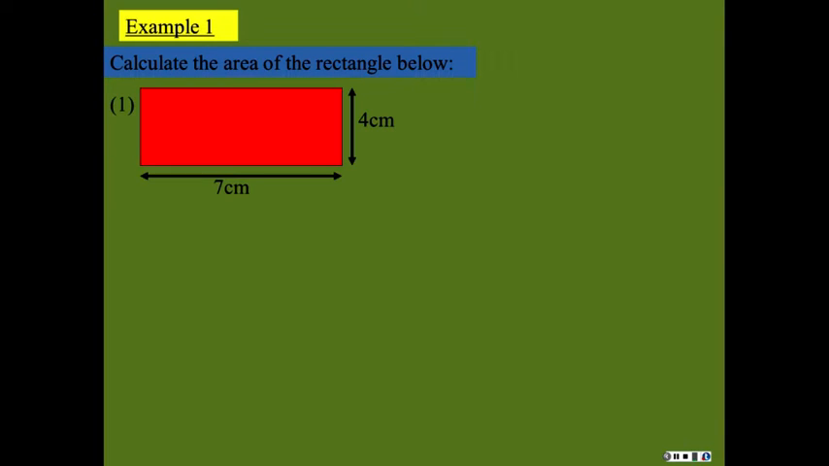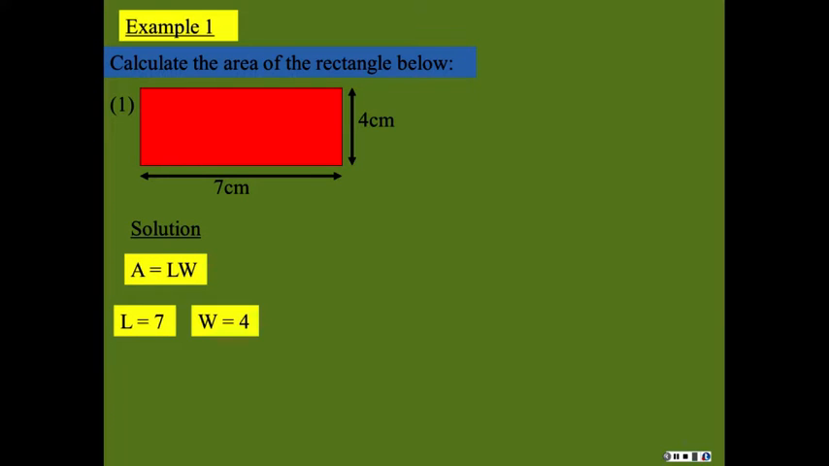Now, here's an example where we need to calculate the area of a rectangle. Can you tell me what the area of this rectangle is? 28 what? Square centimeters, or you could say centimeters squared. Either way is okay. You'll just take 7 times 4 to get 28 centimeters squared.